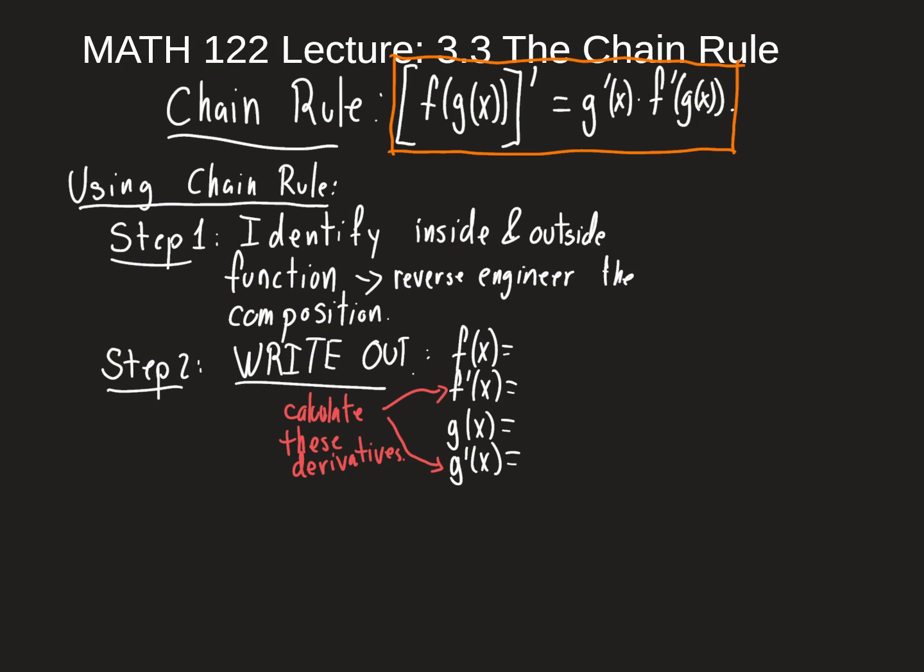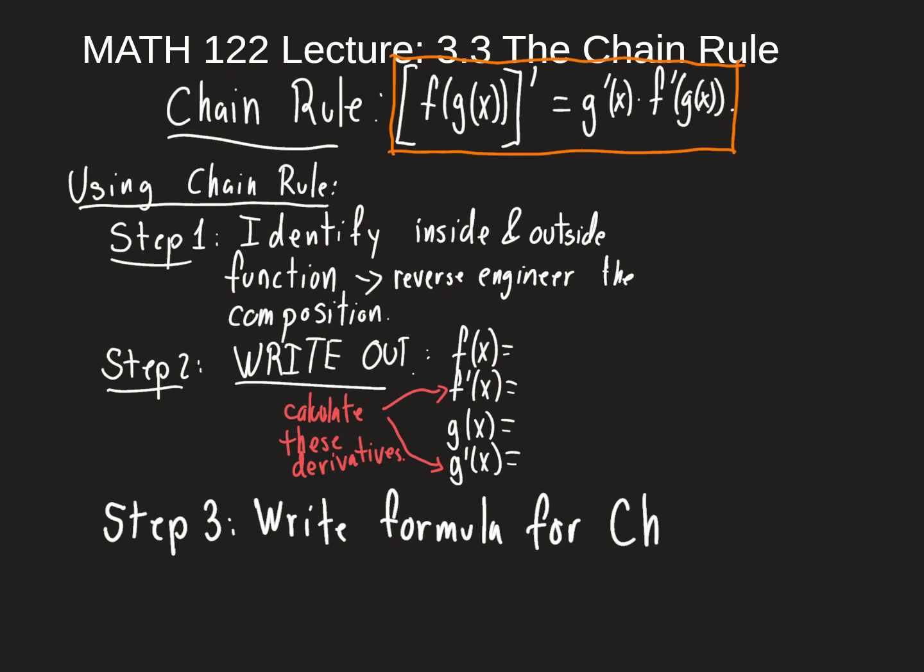Now, once you've done these first two steps, step 3 becomes to write out the formula for chain rule. So by that I mean literally just write this formula out on the page, just this formula up here in orange. And step 4 is just to plug in.